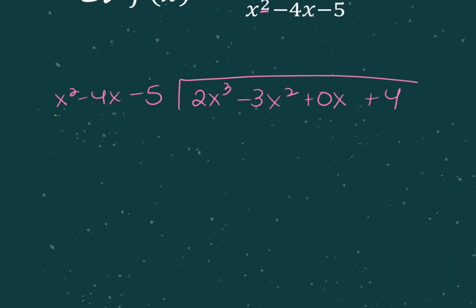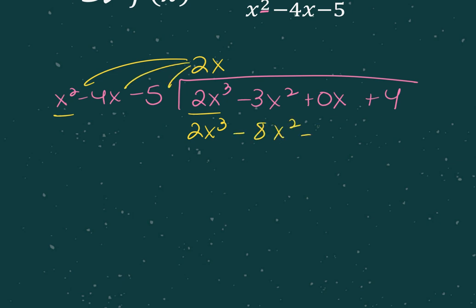And then we do first into first. So what do I have to multiply x squared by to get to 2x to the third? 2x. And I multiply it times all three terms on the outside. So 2x times x squared is 2x to the third. 2x times negative 4x is negative 8x squared. 2x times negative 5 is negative 10x.